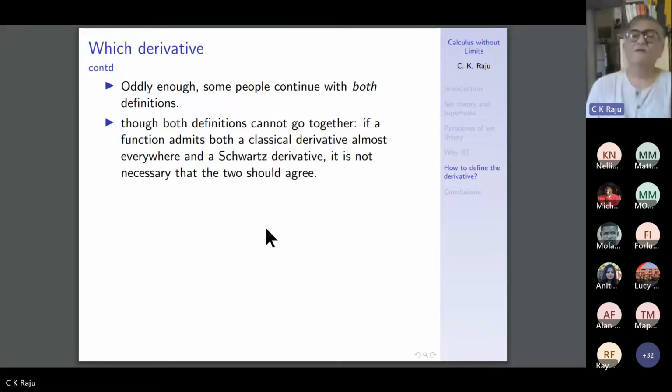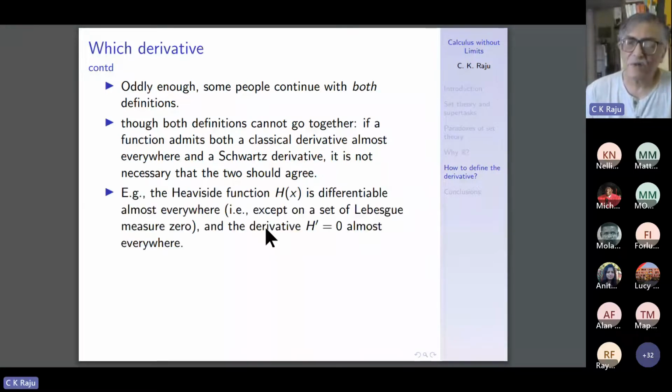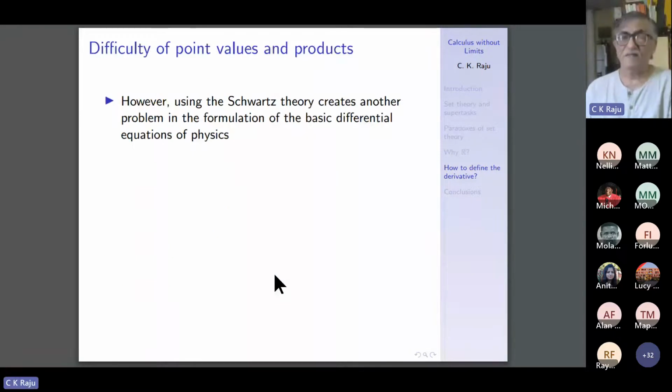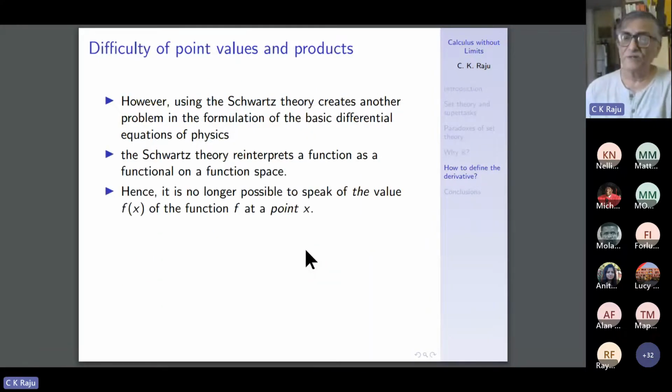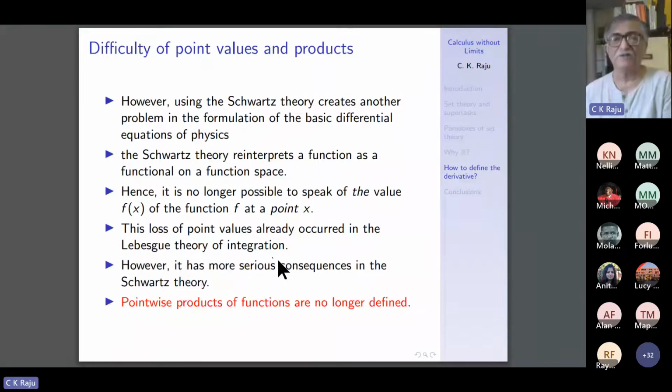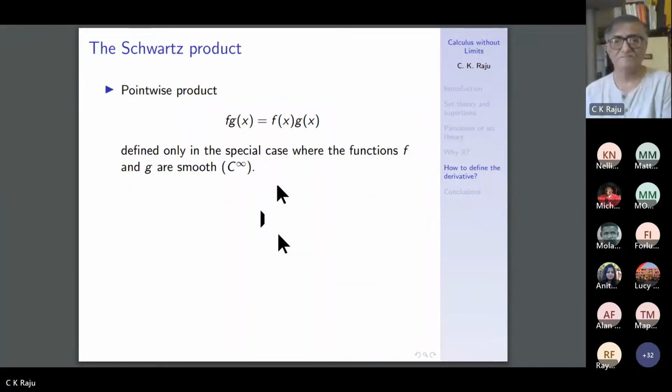Which definition of the derivative do you use? Do I use the Schwartz definition or the ordinary epsilon-delta definition? Both can't go together. So what do you do? The delta function is not the zero distribution. And then there is the other problem that the differential equations of physics are nonlinear. Once you differentiate a Heaviside function, you get a delta function. You have to multiply them. But you can't multiply them.